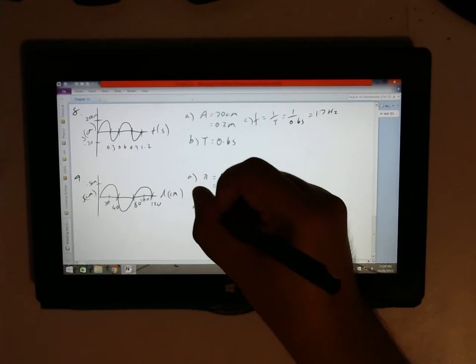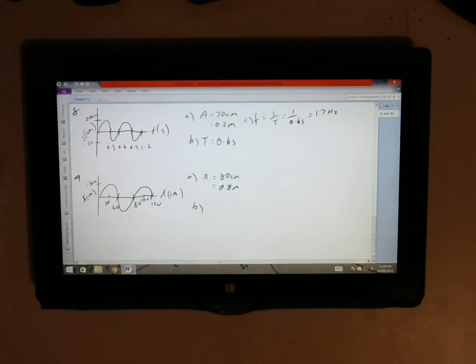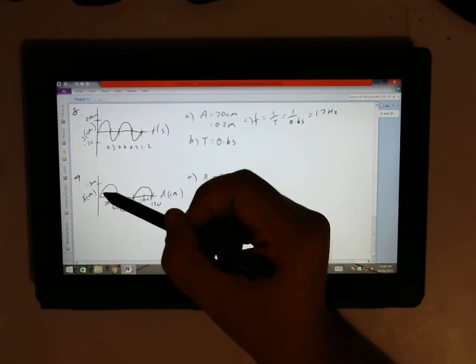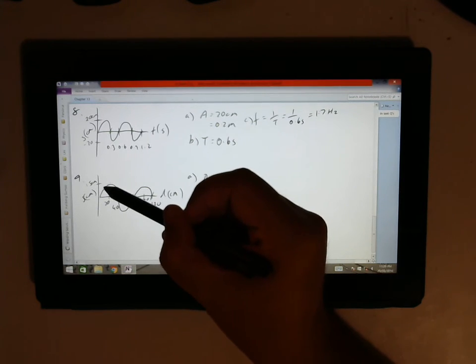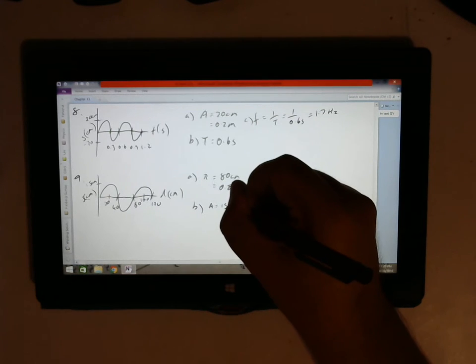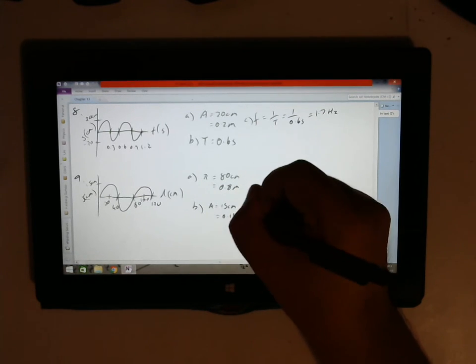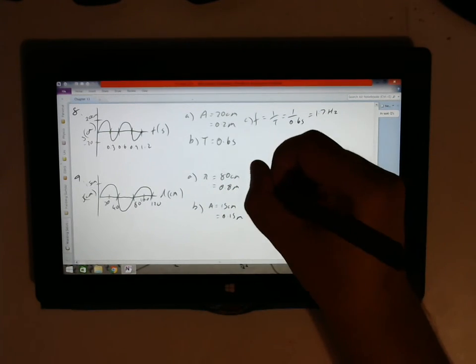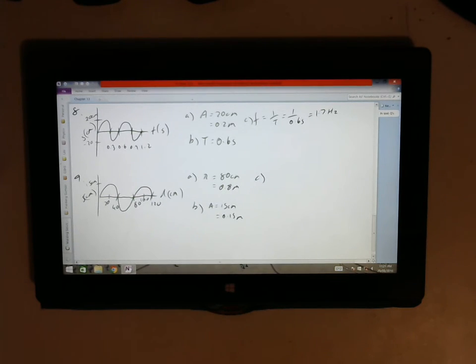Okay, let's move on to B. B is asking about the amplitude, same as before. The distance from the x-axis to the peak is 15 centimetres, or 0.15 metres. Okay, last thing it's asking, and we've got a bit of extra information here.